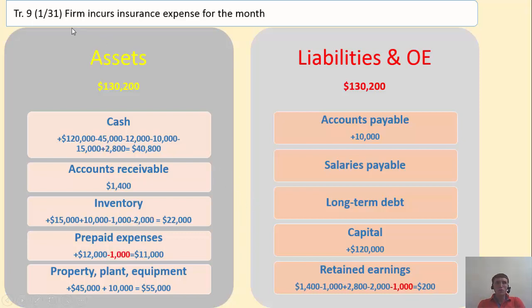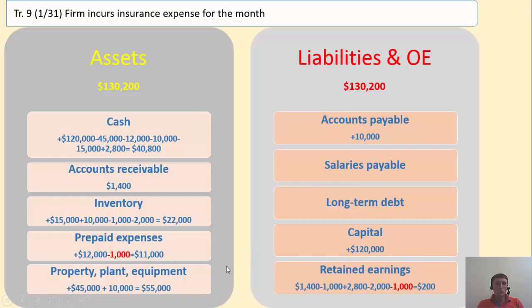Transaction number 9, firm incurs insurance expense for the month. Now remember, the company paid $12,000 as insurance for 1 year. At the end of each month, it has to take part of that prepaid insurance and recognize it as an expense. It does this by reducing prepaid expenses, which before that had $12,000 of prepaid insurance expense. It reduces it by $1,000, reducing assets by this amount. Okay, at the same time, it has to record that as a decrease in owner's equity.